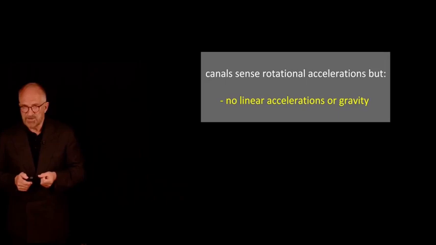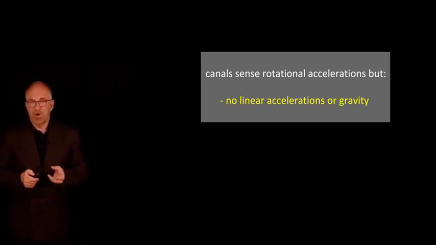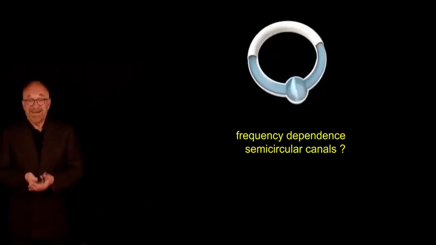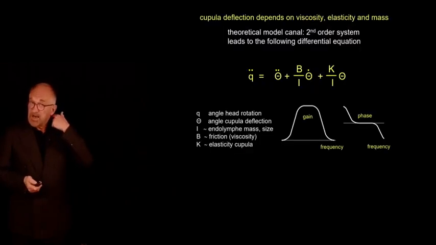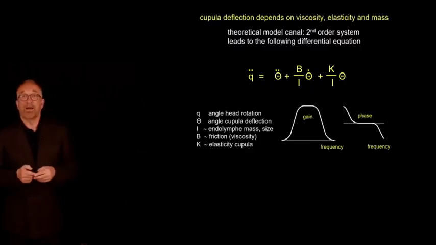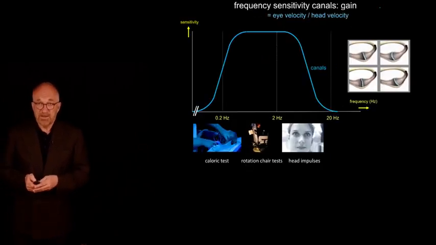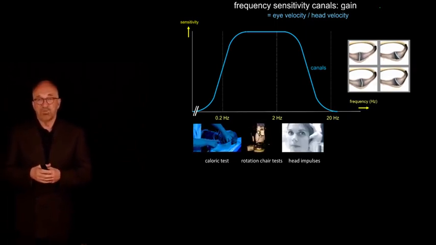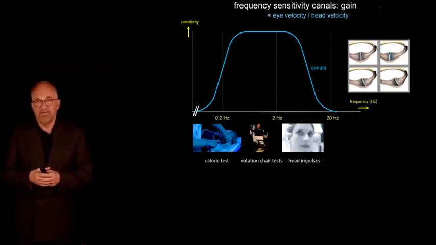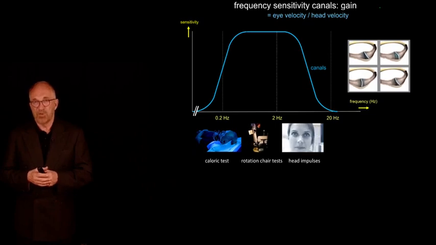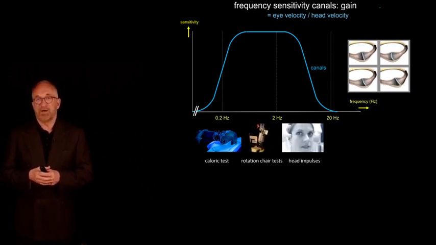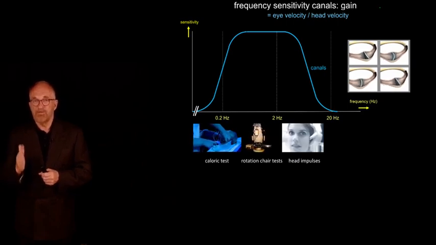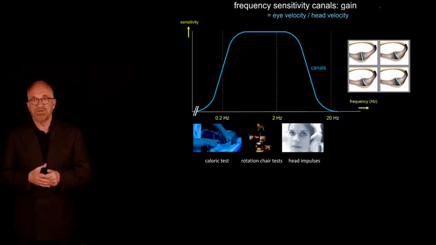Now the canals sense rotational acceleration, but normally no linear acceleration or gravity. That is a healthy labyrinth. It should be like that. What is the frequency dependence of the canals? Here we can do the same kind of calculation and calculate the sensitivity. Now if you look at the right upper part of this video, you see that when the canal is moving very slow, there's hardly any deflection of the cupula. With increasing velocity, you see there's more deflection of the cupula. And that is what you also see in the graph.